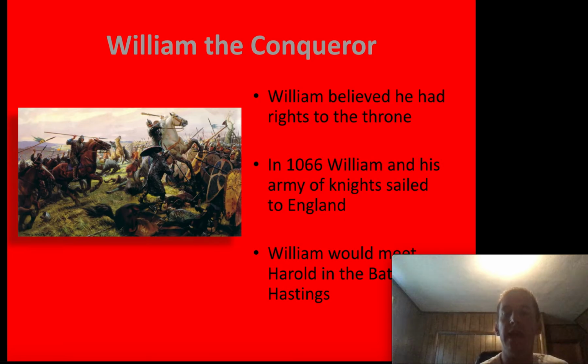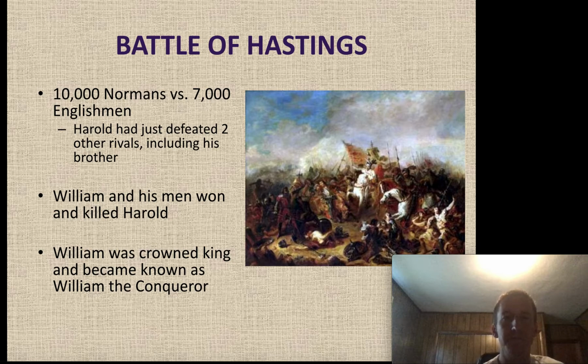William believed that he had rights to the throne because he was related. So in 1066, William and his army of knights sailed to England. William would meet Harold in the Battle of Hastings. Basically, the winner of this battle would become the King of England. There were 10,000 Normans versus 7,000 Englishmen.